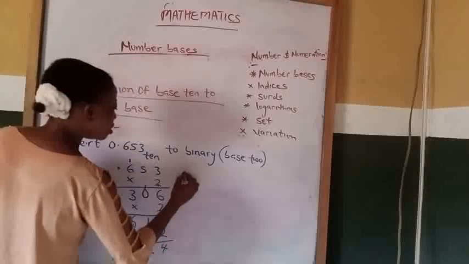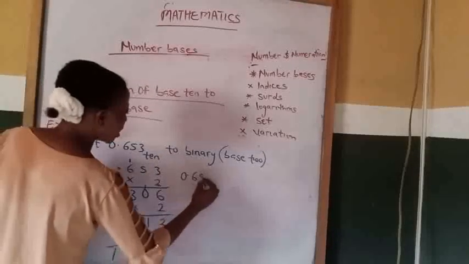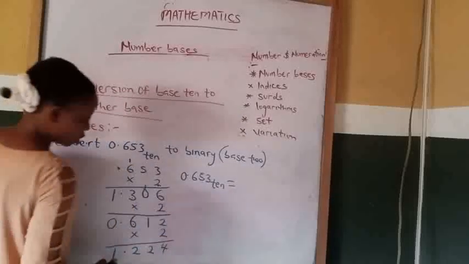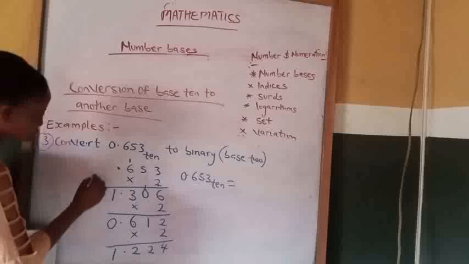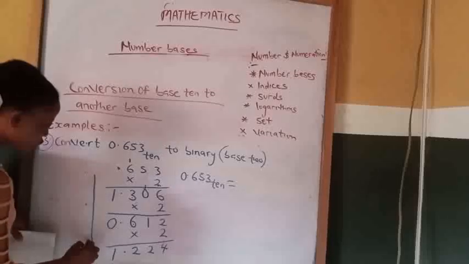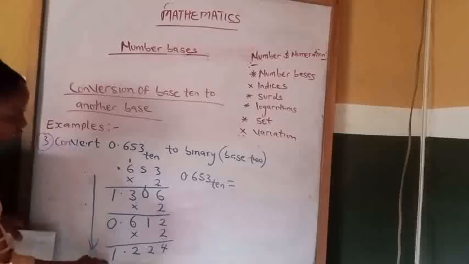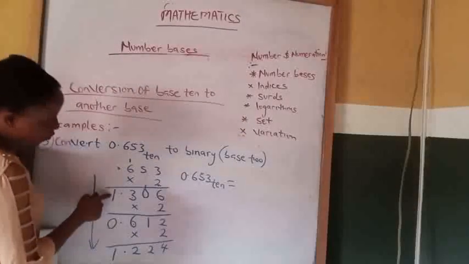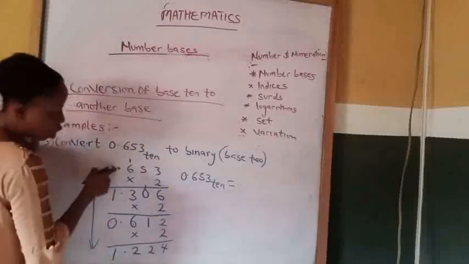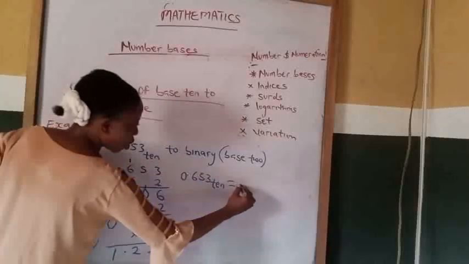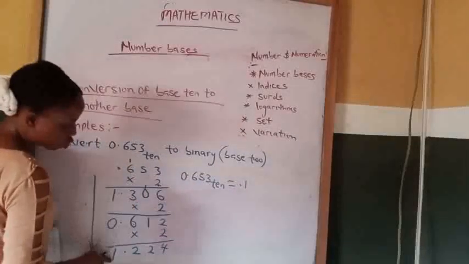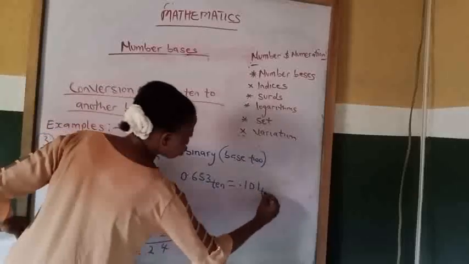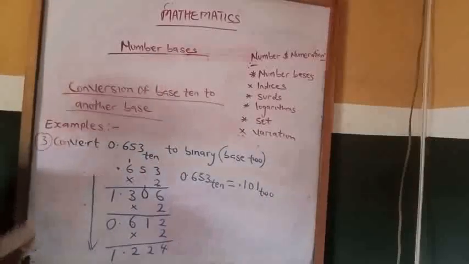So therefore, 0.653 base 10 equal to, so the resulting solution will be the downward collection of the whole number. You start from up, that will be dot 0.101. 0.101 base 2. So that is the answer.